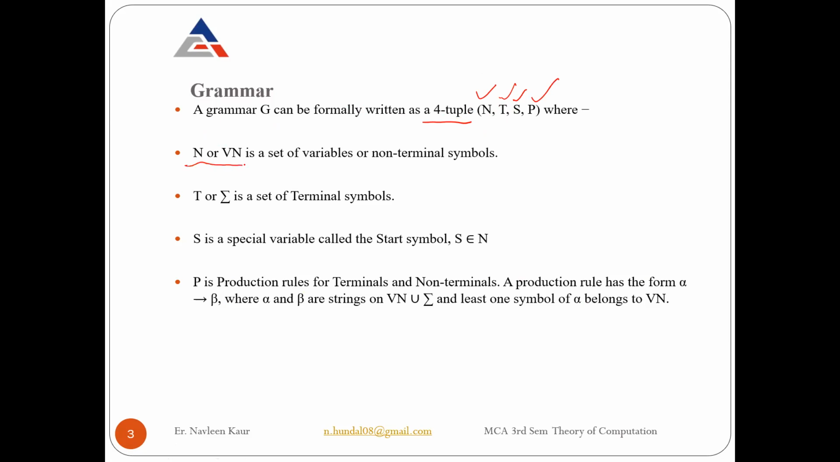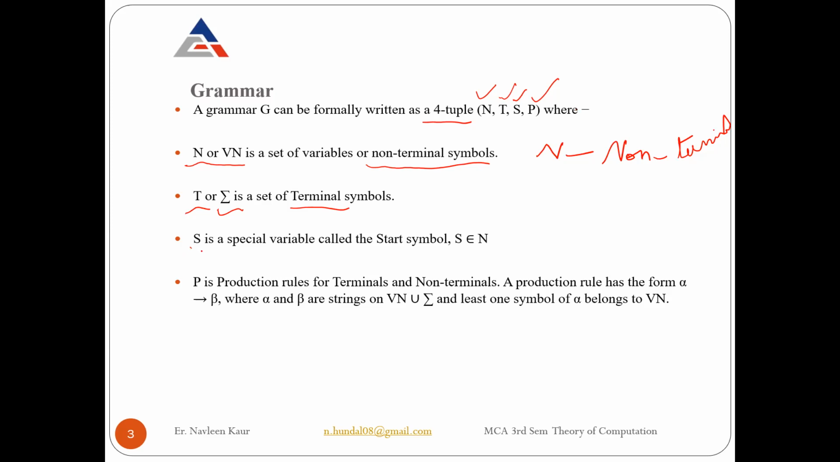N, you call it N or you call it VN, is a set of non-terminal symbols. We will discuss non-terminal symbols in further slides. So N stands for non-terminal. After that you have T. You represent it with T or with the summation sign, and it is a set of terminal symbols. We will discuss the difference between non-terminal and terminal symbols. But till now, just focus that your grammar is made up of 4 tuples N, T, S, P, where N are the non-terminal symbols and T are the terminal symbols.